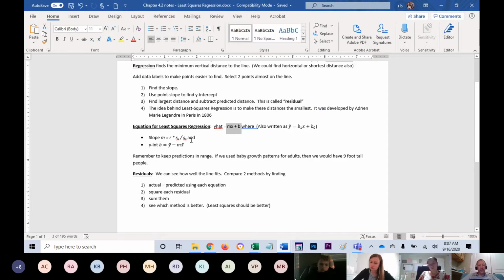So there's two equations that we need to use here. The slope, the m in the equation, is going to be your correlation coefficient times the standard deviation of y divided by your standard deviation of x. And your y-intercept, which is b, or in this case it's b0, is y bar minus m times x bar.